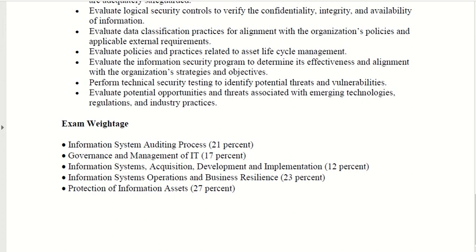Information systems operation and business resilience has 23%. And the last one, protection of information assets, has the most weightage in the exam, that is 27%.